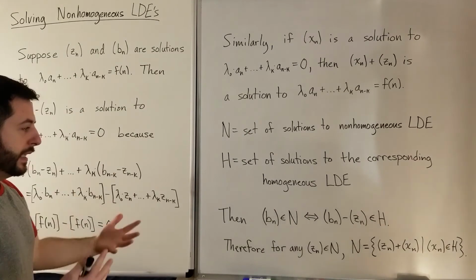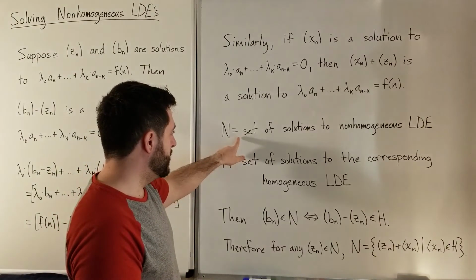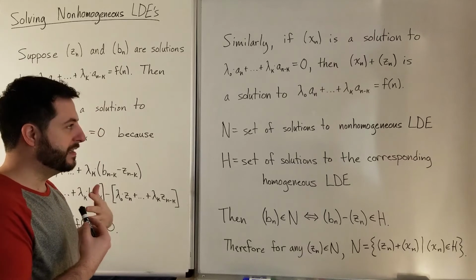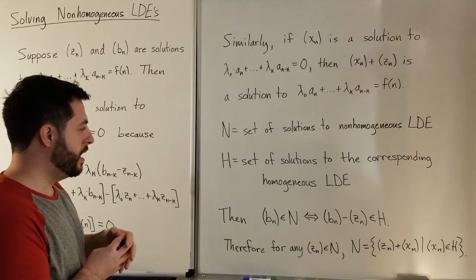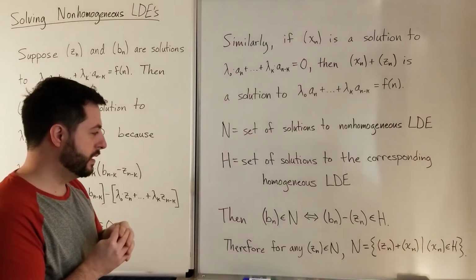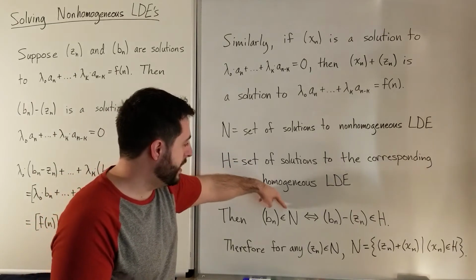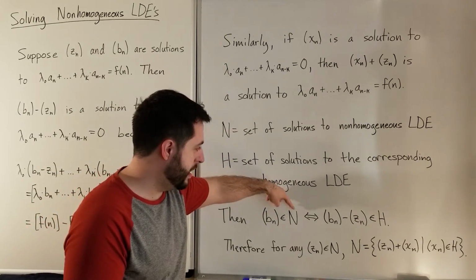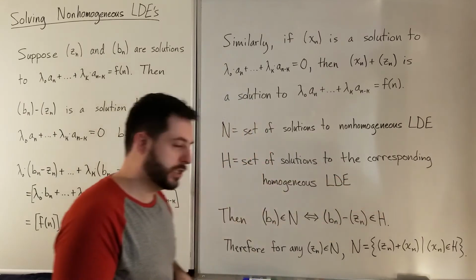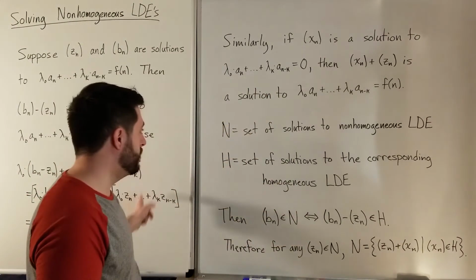Alright, so I'm trying to relate this to what we just saw before with the lines and the planes. So if we say that N is the set of non-homogeneous linear difference equation solutions, and H is the set of corresponding homogeneous solutions, then what we just said here is that bn is in N exactly when bn minus zn is in H. Okay? The two directions of this implication are these two statements here.